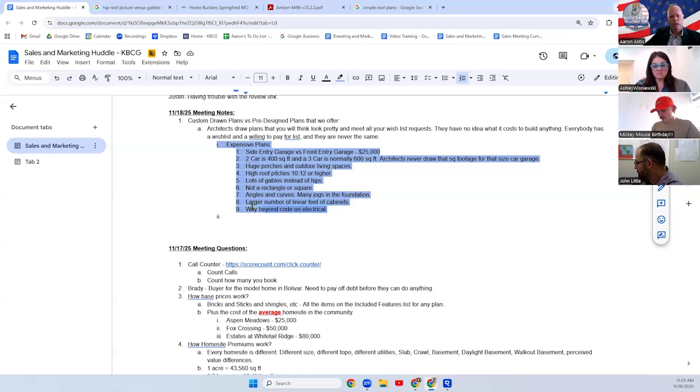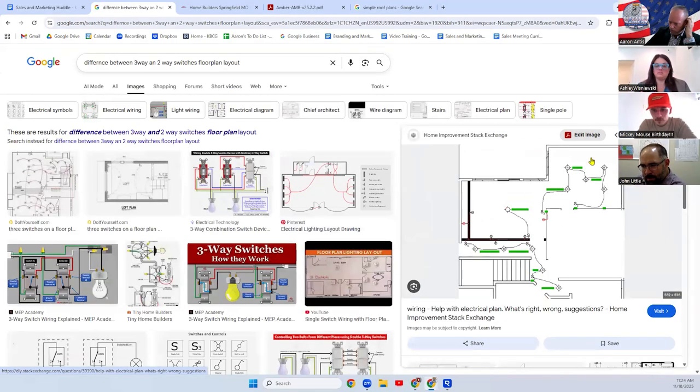Often an architect is going to put way beyond code on the electrical. They'll have tons of switches everywhere. Do you know what three and four-way switches are versus two-way? Yep. Let's look at this. Here's a good example right here. I've got these 5 recessed lights in this room, and I have one switch here and one switch here. That's 2 different places I can turn on these 5 lights from.